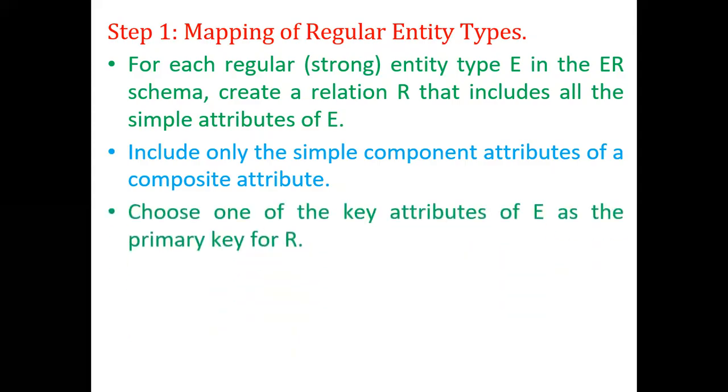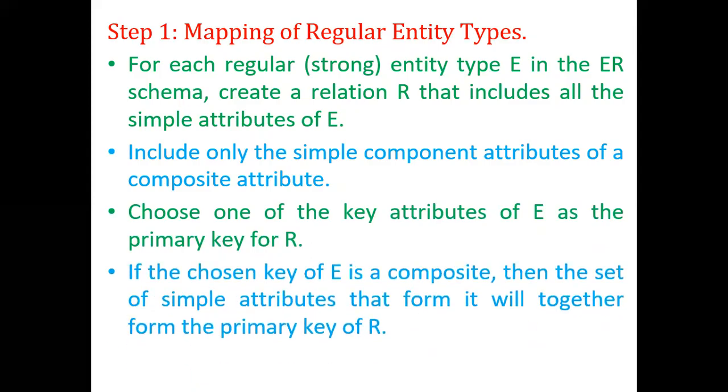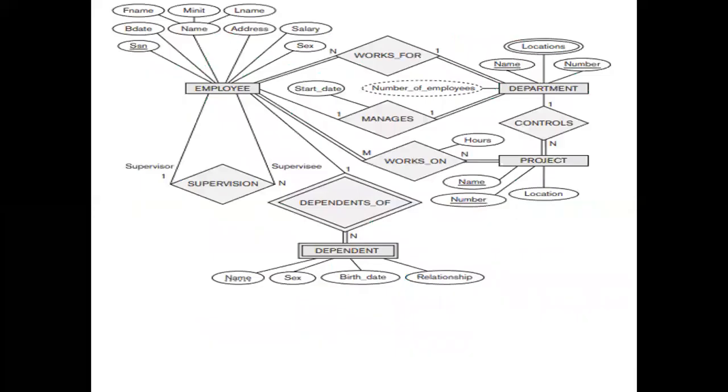Then next, we need to choose one of the key attributes as a primary key. And if we have a composite primary key, we need to consider together two or more attributes which are behaving as a composite primary key. Now we'll take them one by one.